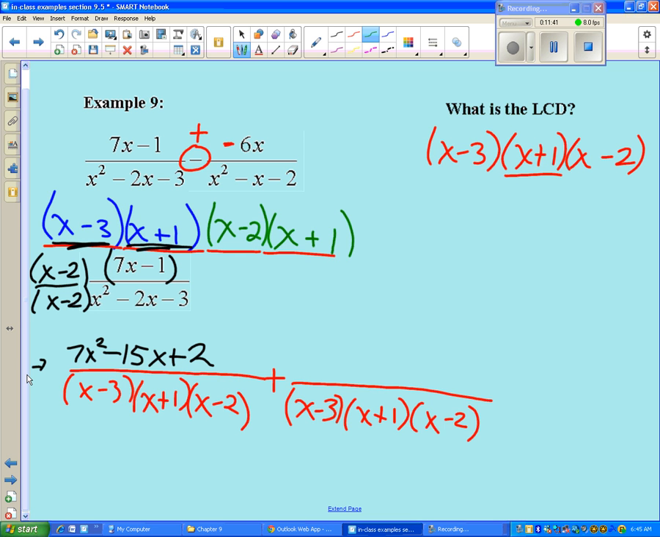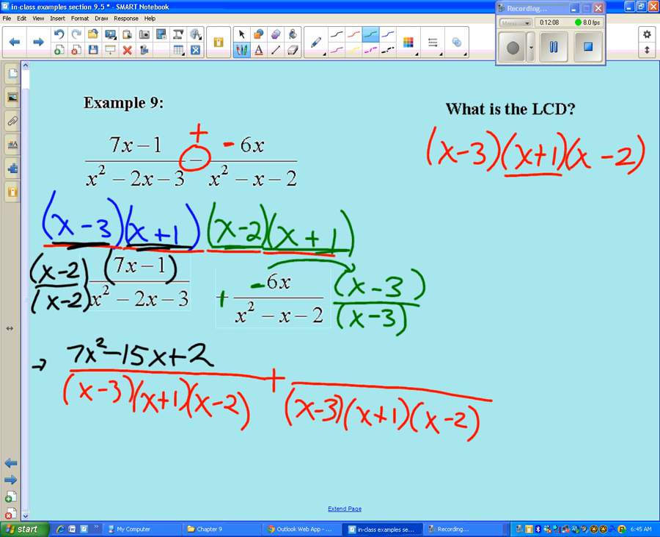Over here on the next problem, again, I purposely made this a negative 6, and I made that a plus. Again, in this denominator, I have the x minus 2, the x plus 1. I'm missing the x minus 3. So that's what I have to multiply by. And if I multiply negative 6x times x, that's negative 6x squared. Negative 6x times a negative 3 is a positive 18x.